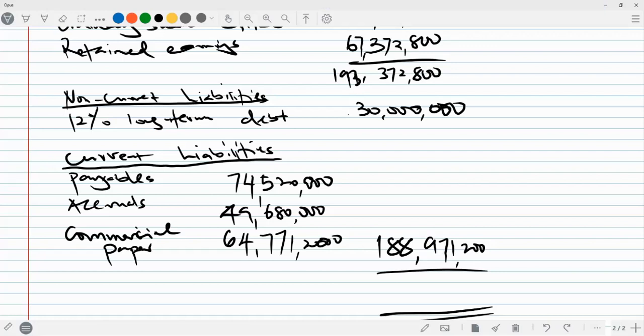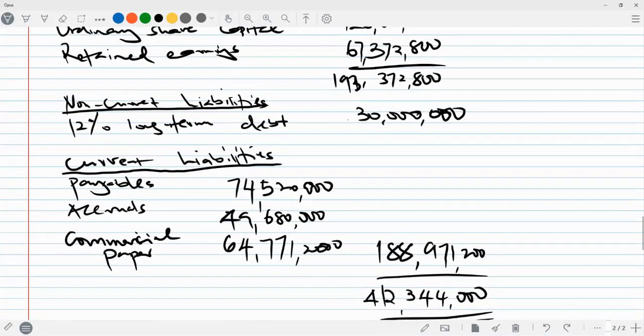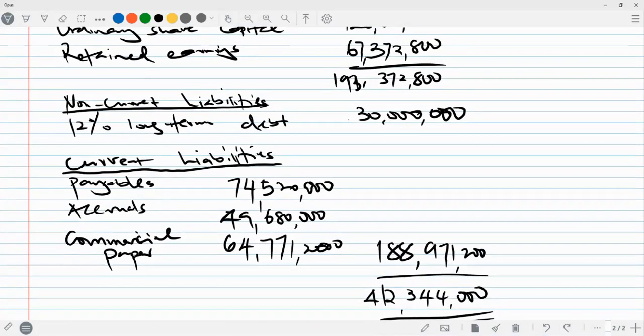It's coming to 353. No, it can't be 353, because it's coming to 412,344,000. Is it balancing? Yes, it is. So 412,344,000 is the total of equity plus liabilities, and that's what you might have done in that particular question. These are most of the time free marks, if you know the process.